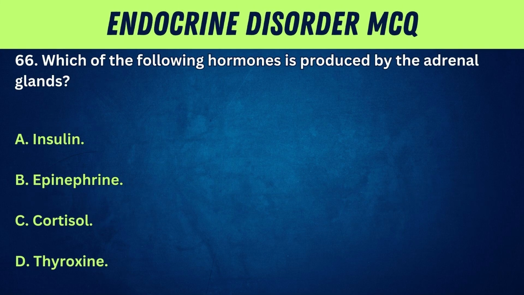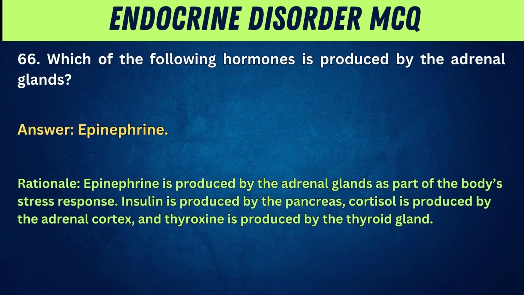66. Which of the following hormones is produced by the adrenal glands? A. Insulin. B. Epinephrine. C. Cortisol. D. Thyroxine. Answer: Epinephrine. Rationale: Epinephrine is produced by the adrenal glands as part of the body's stress response. Insulin is produced by the pancreas. Cortisol is produced by the adrenal cortex, and thyroxine is produced by the thyroid gland.